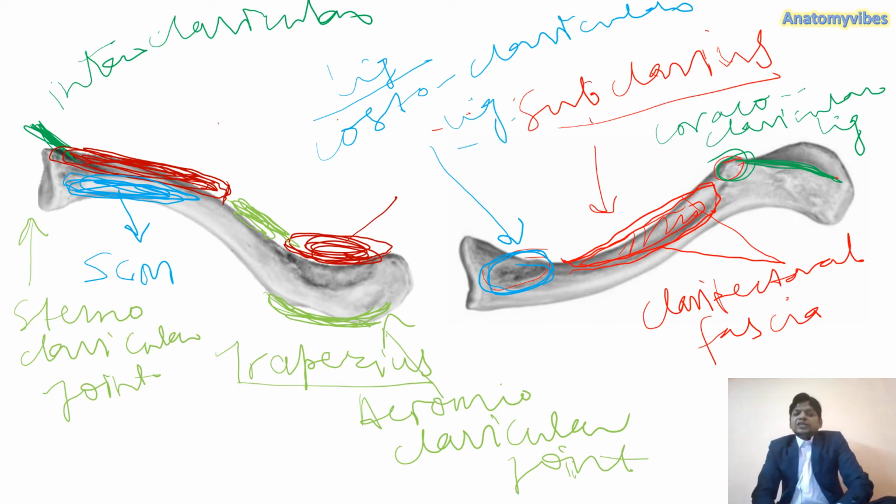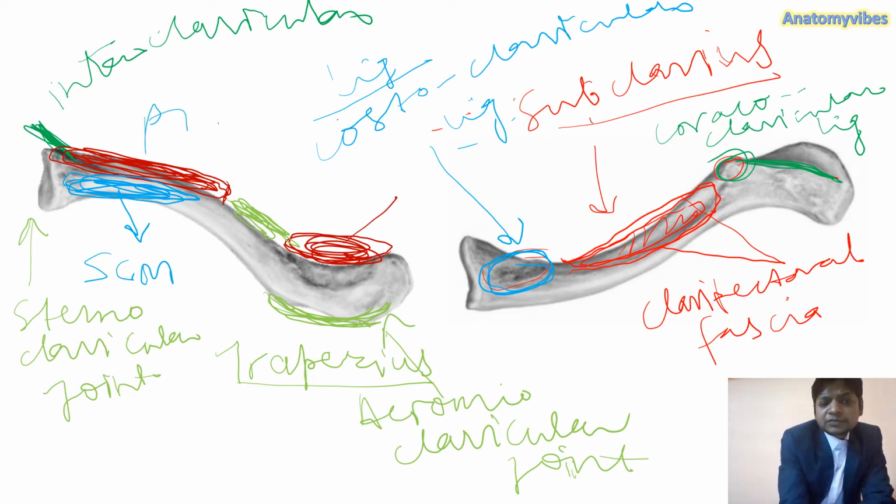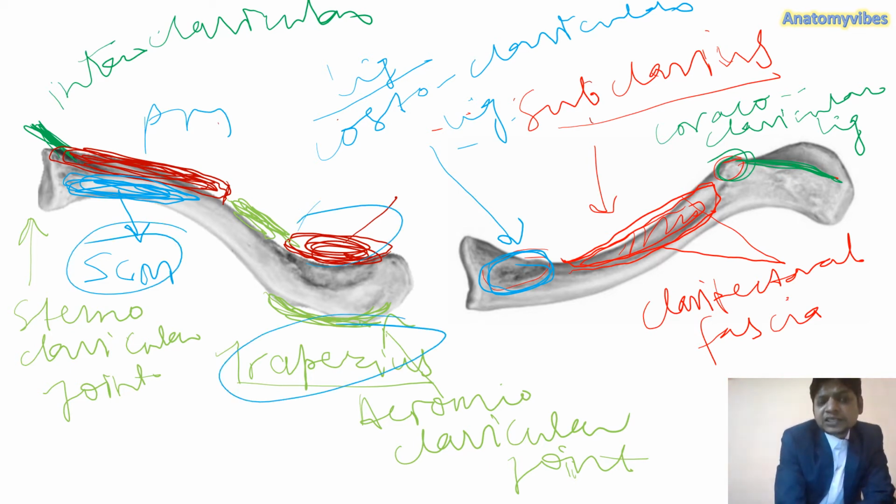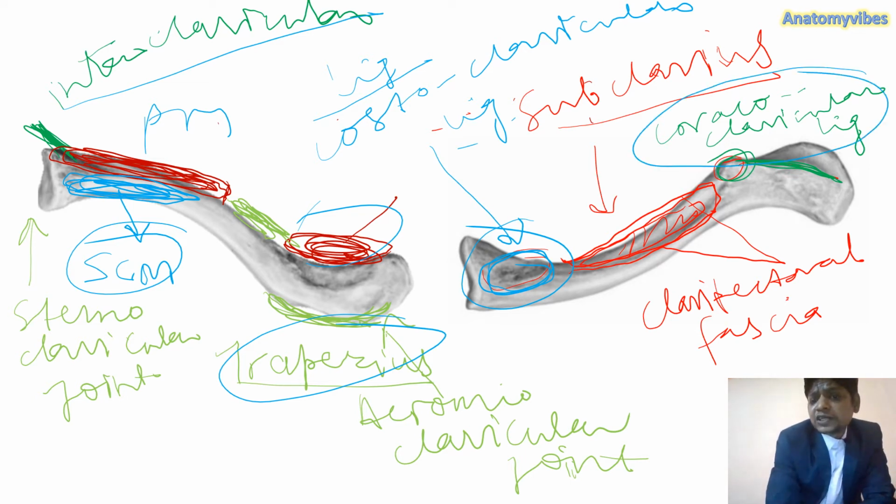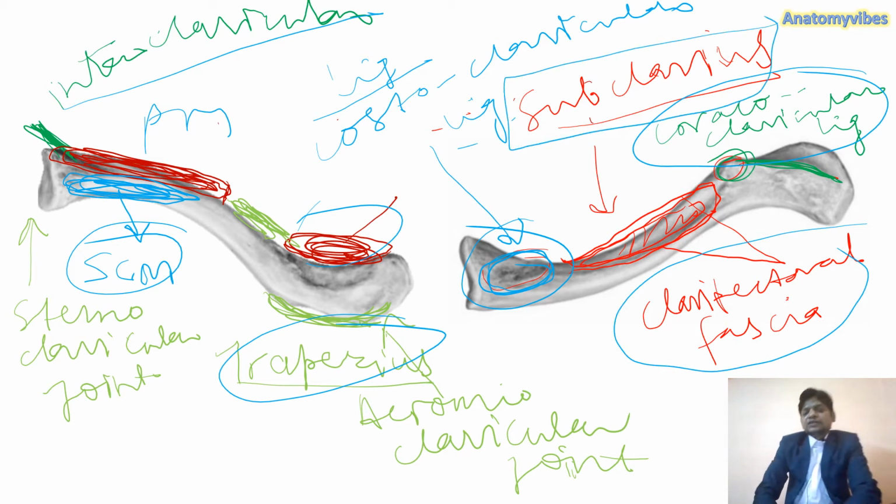So these are the ligaments and muscles which are attached on the clavicle. Four muscles: pectoralis major, sternocleidomastoid, deltoid and trapezius. The ligaments: interclavicular ligament, costoclavicular ligament, coracoclavicular ligament, the clavipectoral fascia, and the muscle inferiorly is subclavius. So these things you can remember easily.